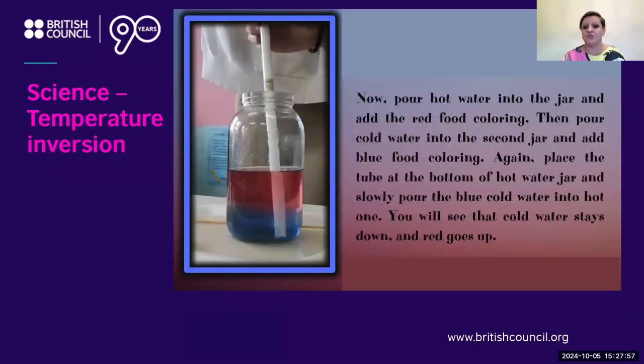To demonstrate temperature inversion, you first pour hot water into the jar and then slowly add blue cold water. So you will see that the cold water pushes the hot water up and it creates this invisible layer between the two colors, which is like a trap that doesn't let the air pollution disperse. This also helps students to understand that it is not always the human factor contributing to the air pollution, but it can also be natural.